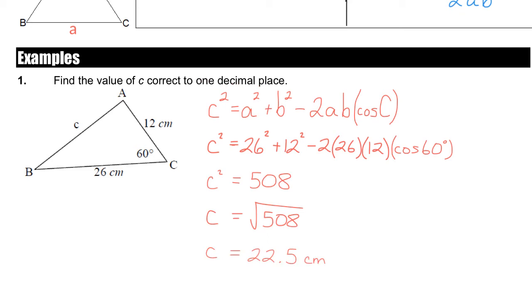So just to recap quickly, if you want a side, use the side formula for cosine law. Plug in your other two numbers in the A and B spots. The angle is the angle that's across from your unknown side. In this case, it was 60 degrees. Put it in your calculator. Don't forget the square root, and then you end up with your final answer.